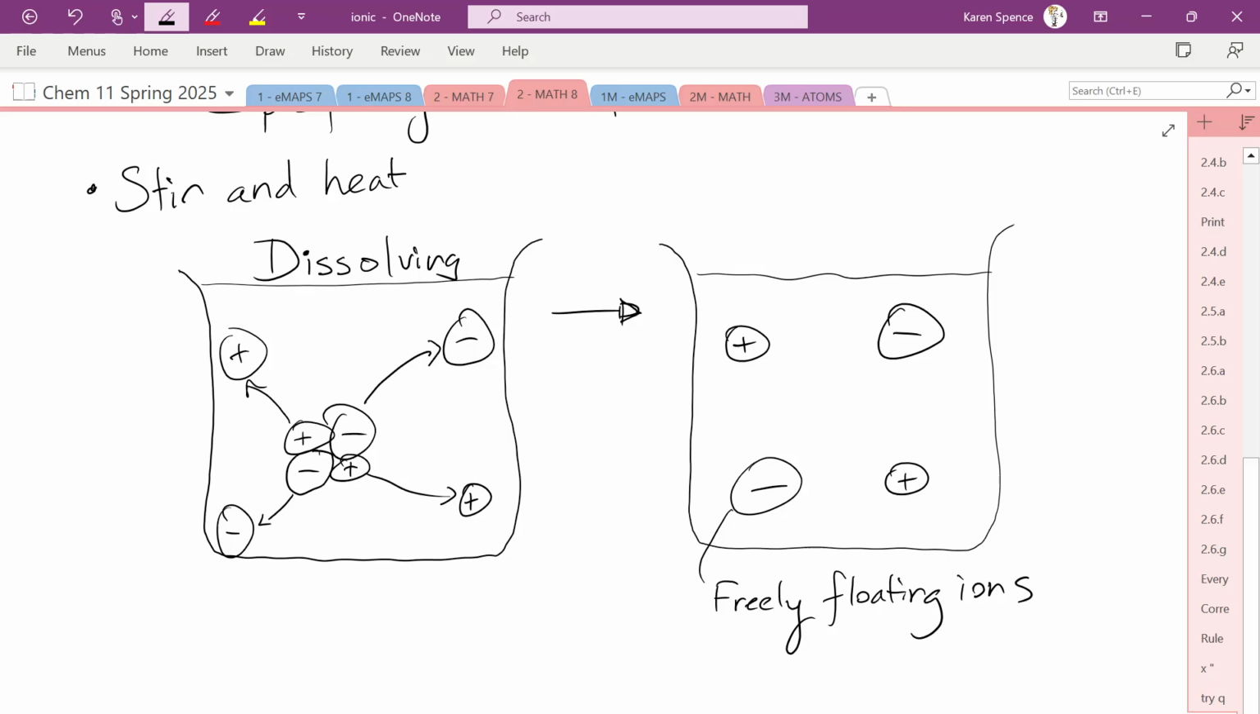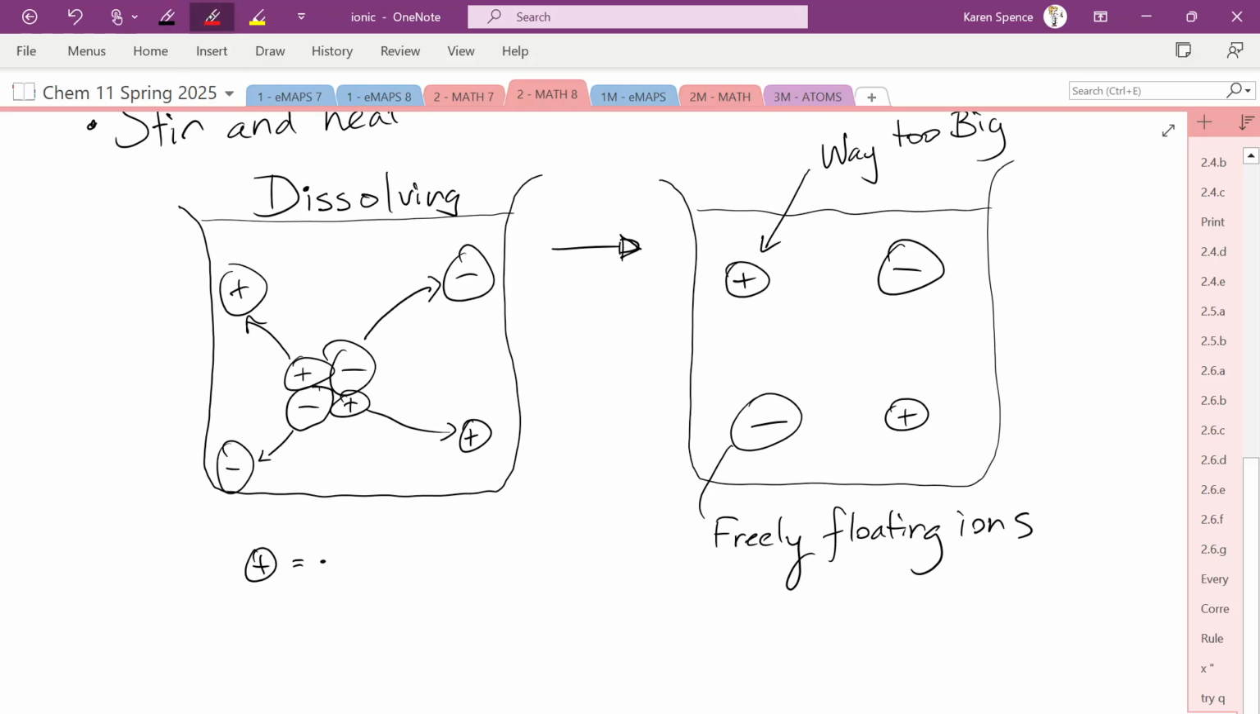However, is this a true representation of the size of these ions? No, these are way too big. So what they're really going to look like is we're going to take our positive ion and make it a little black dot, and we're going to take our negative ion and make it a little red dot.